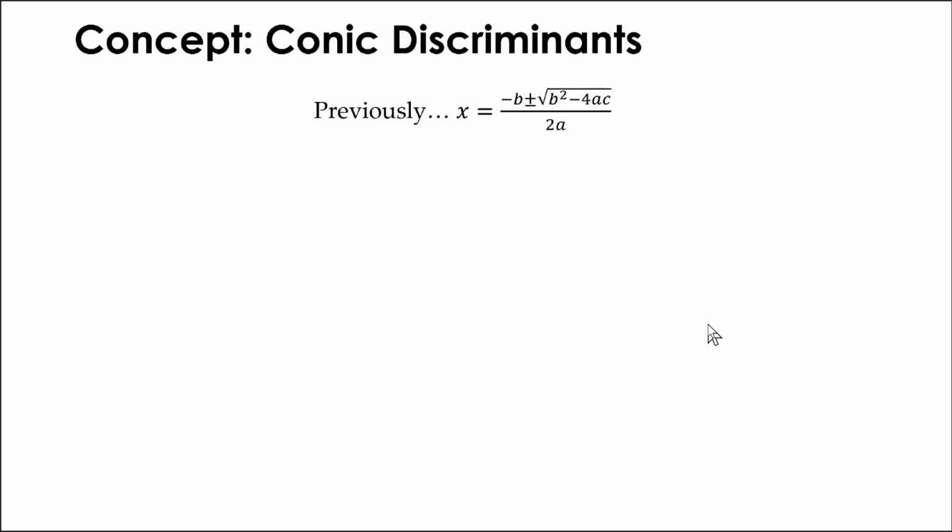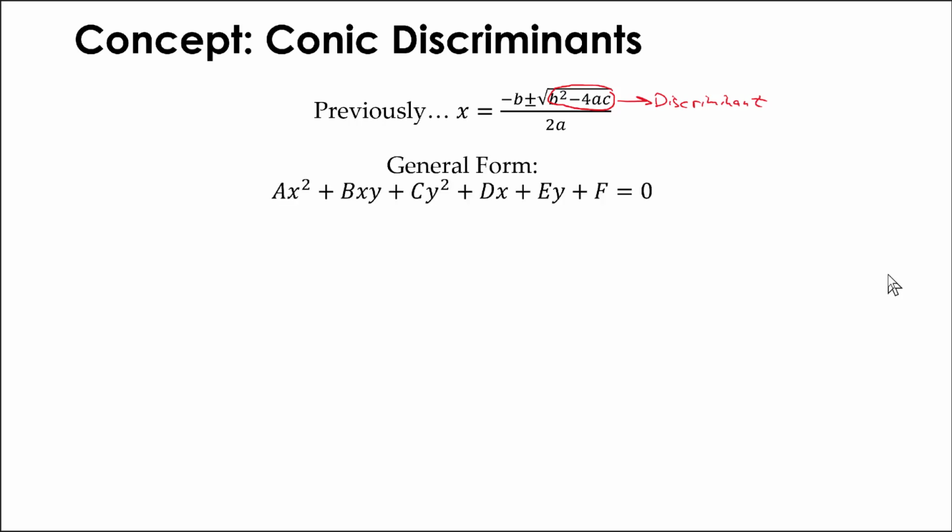Okay, so we're going to look at discriminants now. You guys have seen this equation, right? This looks like our quadratic formula. We've seen this before, and we referred to our discriminant as what's inside of the radical, this b squared minus 4ac. Now we have this general form, and we can find our discriminant for our conics with the general form for conics. The discriminant is still b squared minus 4ac.